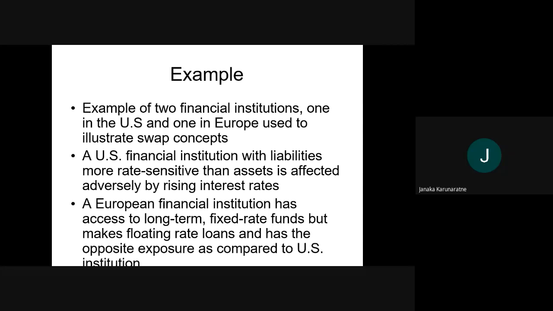So for the European financial institution, what is the risk?